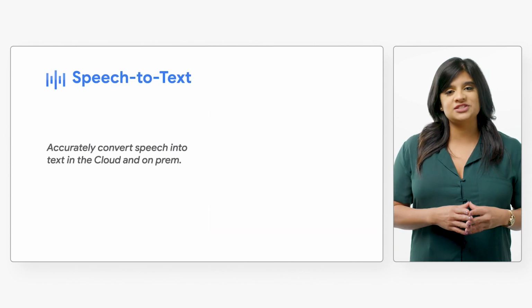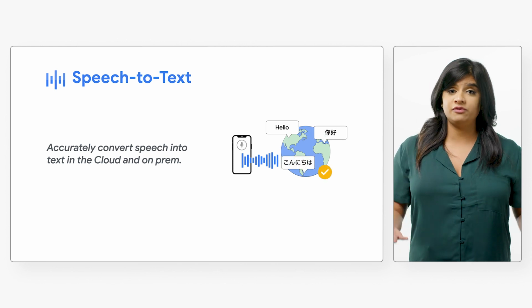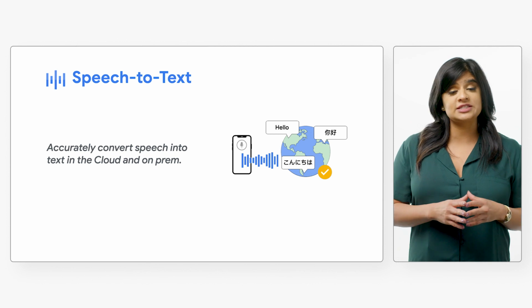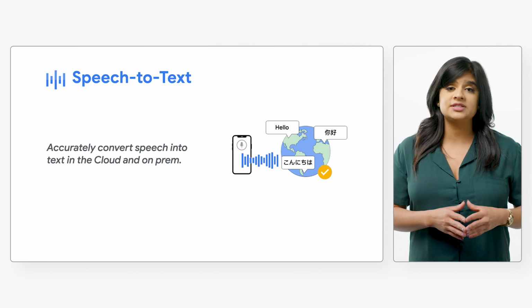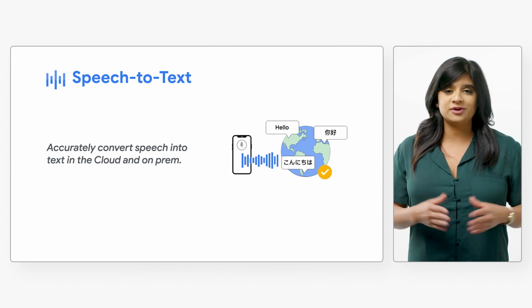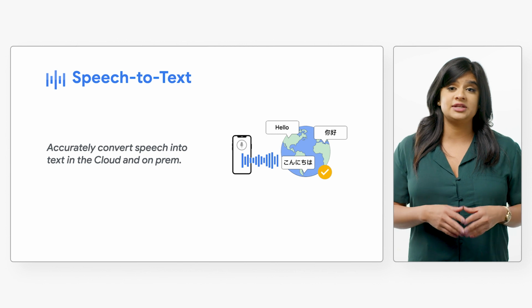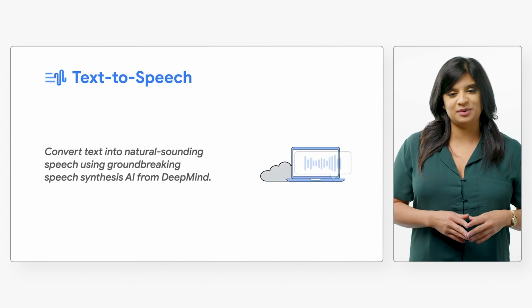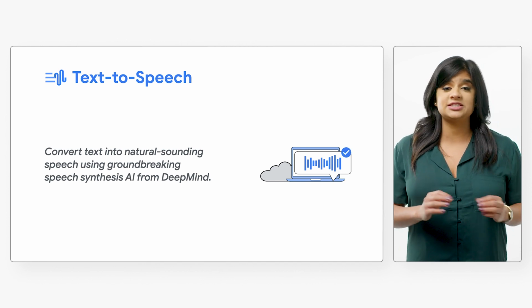Now we have the speech-to-text API. You can perform accurate speech transcription from audio and video. So this API allows you to use over 20 years of Google's experience in automated speech recognition, or ASR, to increase accessibility, bring your apps to more devices, and deliver a better user experience with content captioning and analysis. On the flip side, we have the text-to-speech API, which uses state-of-the-art research to provide human-like speech synthesis.